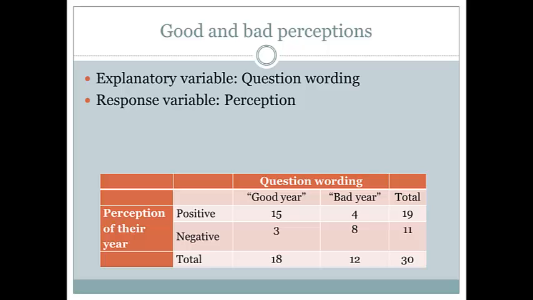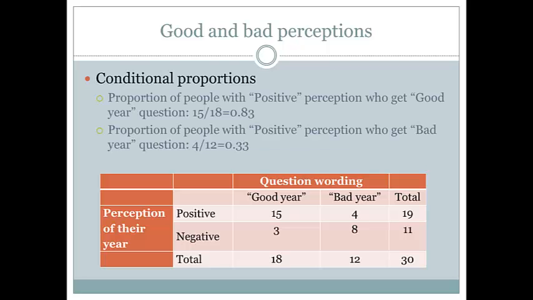The explanatory variable here is question wording. And so the typical approach is to compute conditional proportions within each group created by the explanatory variable. In this case, that means good year is one of the categories of the explanatory variable. So we're going to compute the proportion of people with positive perceptions within the good year group, and then compute the proportion of people with positive perceptions in the bad year group.